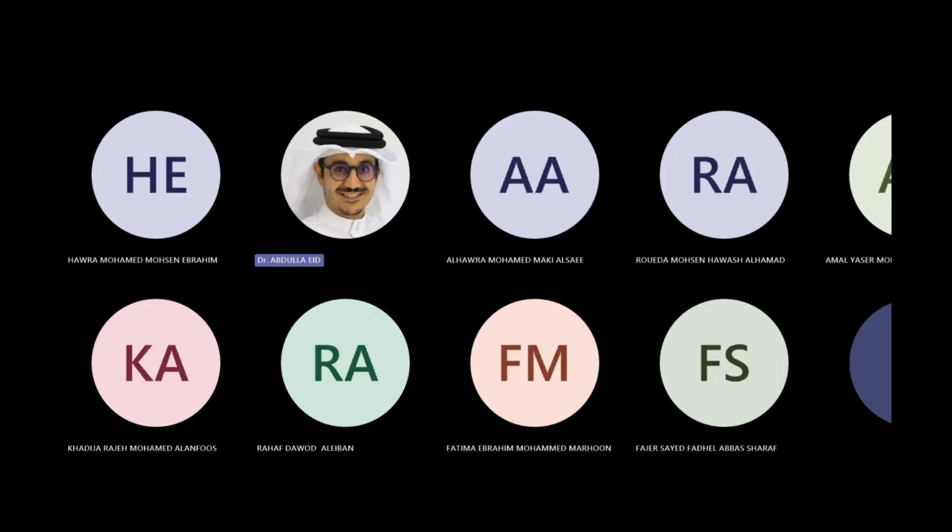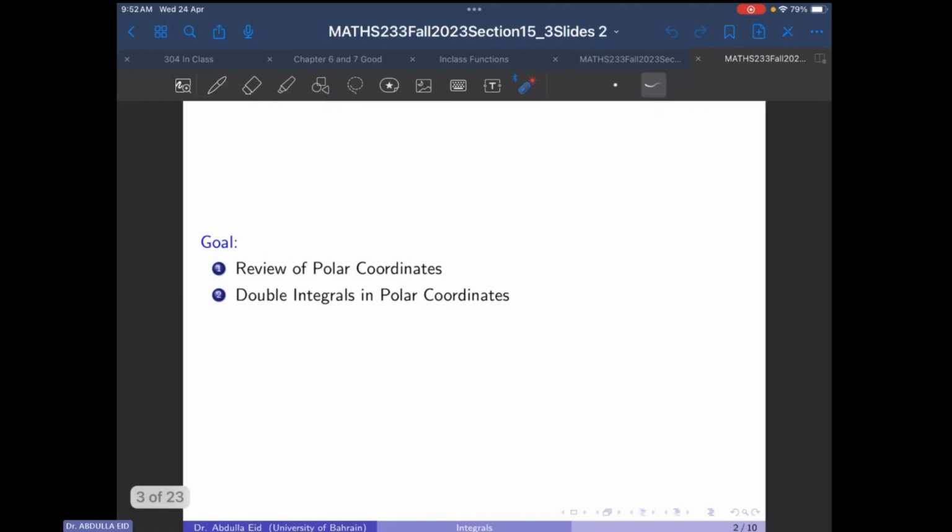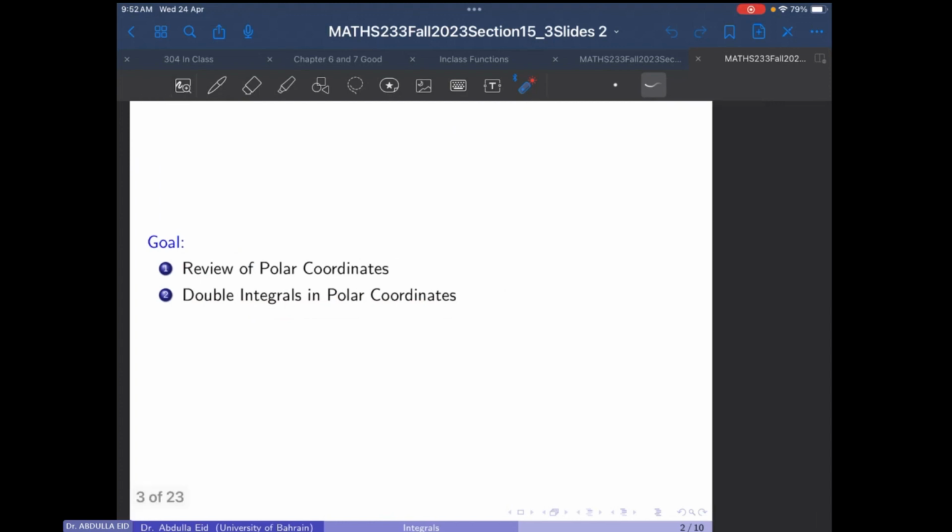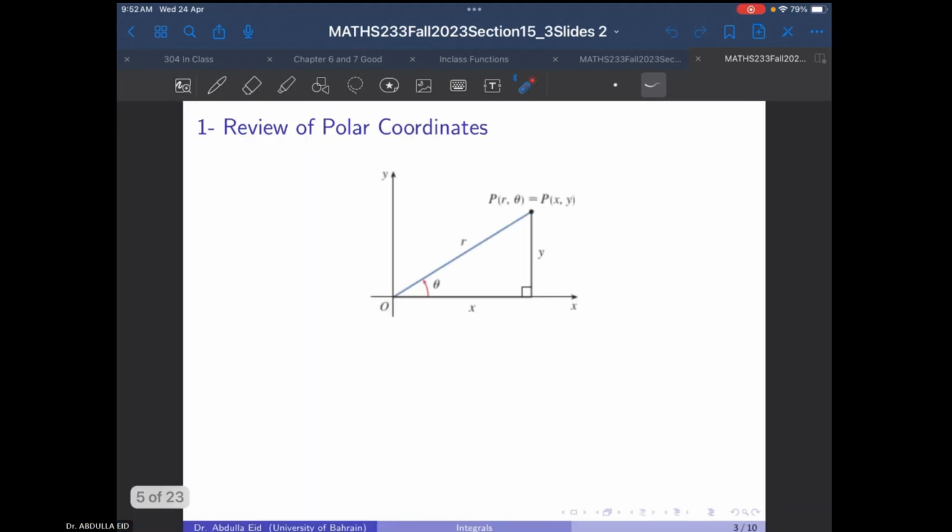coordinate and using the double integral, I will just quickly review polar coordinates, and then we will see how we can use the double integral in polar coordinates. As a review for the polar coordinate, remember we have a point here which is given by x, y, the Cartesian x, y, which is how many steps we go to the right, we call it x, how many steps we go up, we call it y.